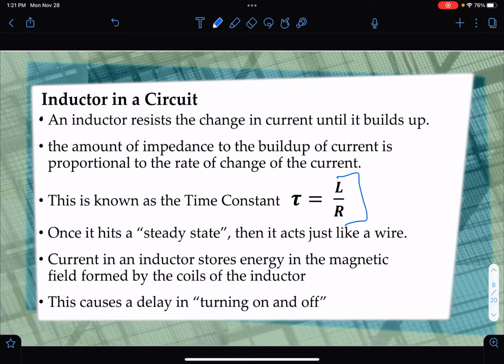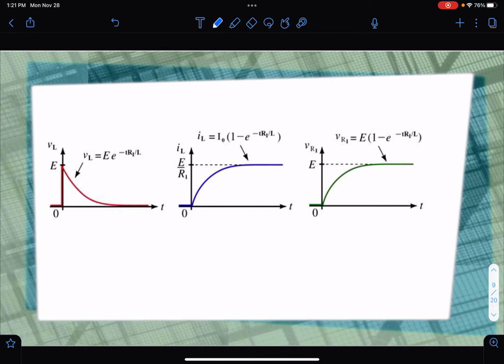This is what's causing this delay in turning on and off. So if you've ever turned something off and it looks like it dims a little bit, it's most likely due to having some sort of an inductor within that circuit. Okay, there could be a variety of reasons, but that is one of them.